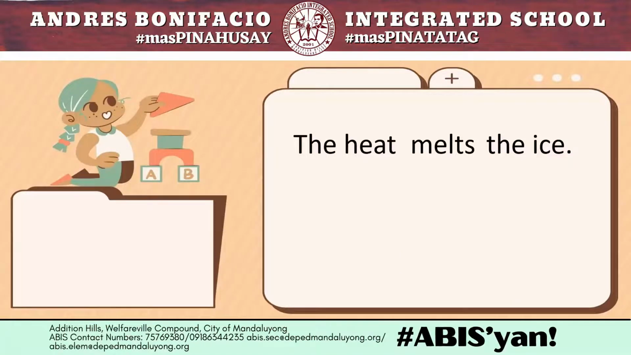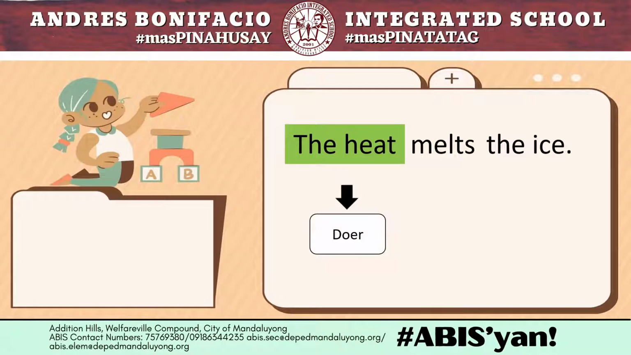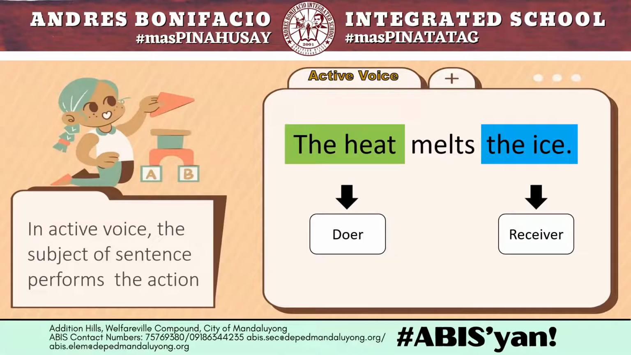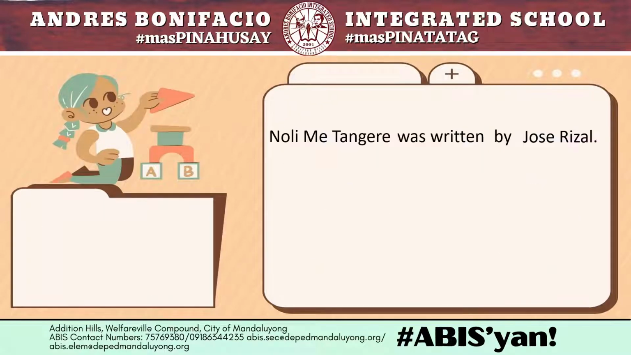The heat melts the ice. In this sentence, who is the doer or what made the ice melt? Good job! The heat is the doer in the sentence. How about the receiver? What does the heat melt? Great! The ice is the receiver of the sentence. This sentence is an example of active voice. In active voice, the subject of the sentence performs the action. Let us proceed to the next example.